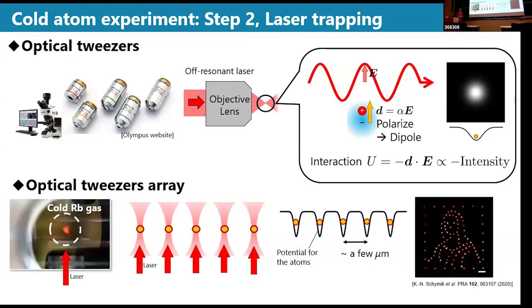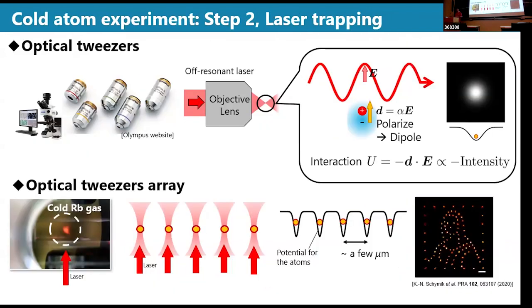And you can make an array of these optical tweezers. This is called an optical tweezer array, and you can draw any kind of dots of atoms. Like I wrote this laser photo, inspired by yesterday's Derek talk, and yeah, this is the way to make an arbitrary shape of array of atoms.